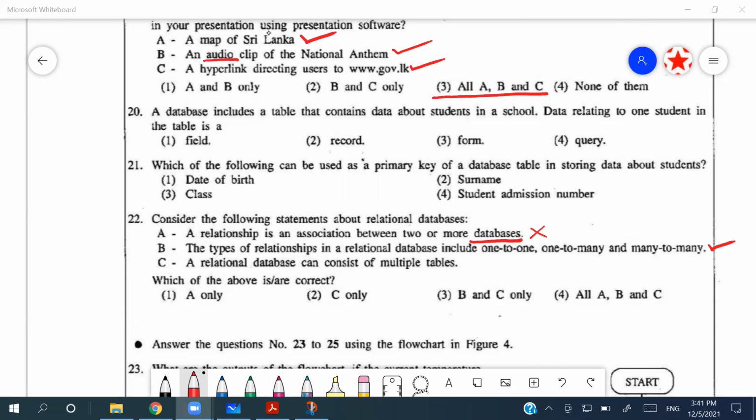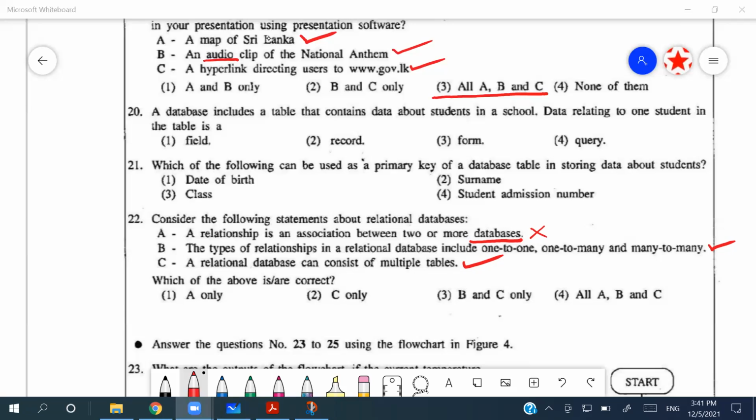Saran, wait, I'll come to your question. A relational database can consist of multiple tables. Yeah. So it's pretty obvious. A particular database can have a particular table or one or more inside it.